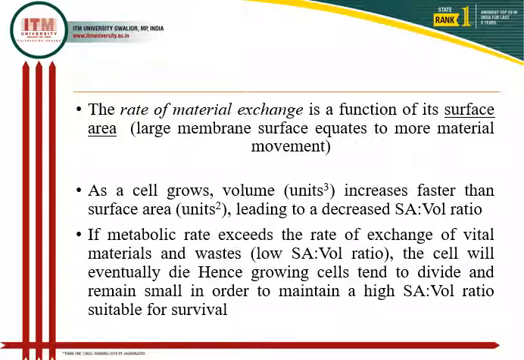And if it happens, then the cell will die, and growing cells tend to divide to remain small in order to maintain a high surface to volume ratio for survival. That is why when a cell grows, it divides into smaller parts so that more surface will be there. And this gives the proof of why cells divide in our biological systems.